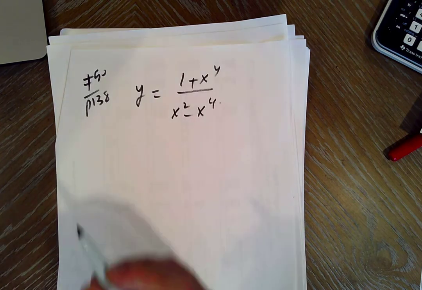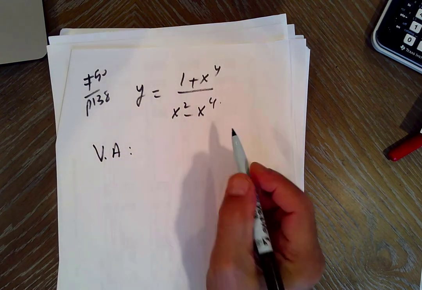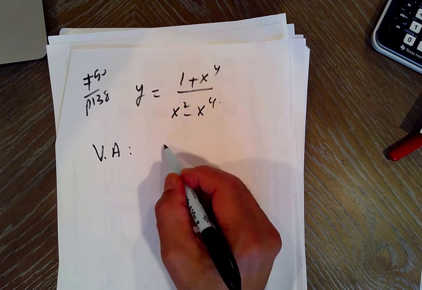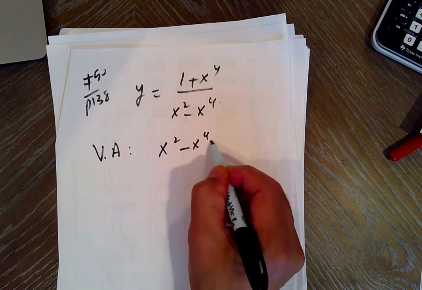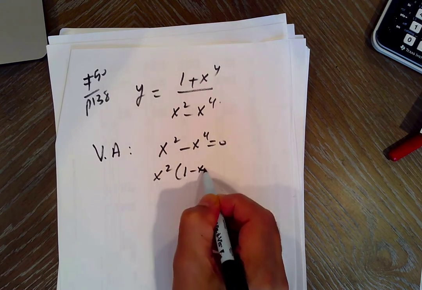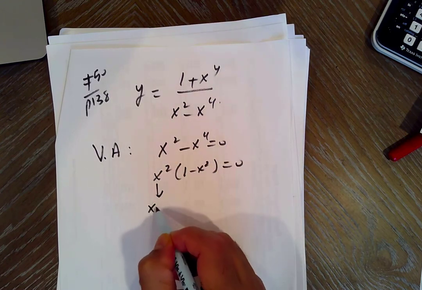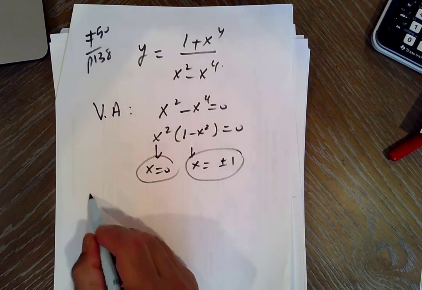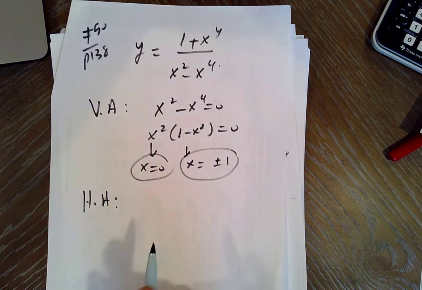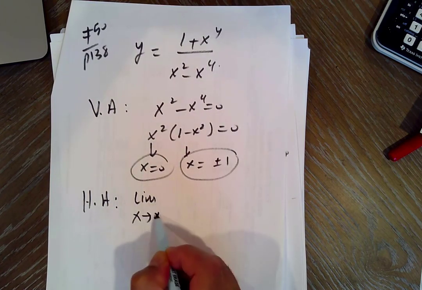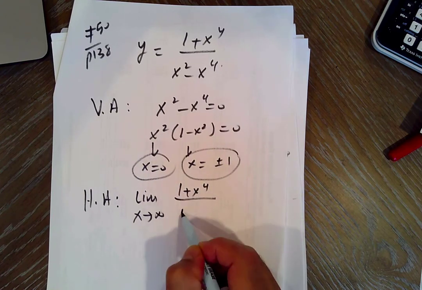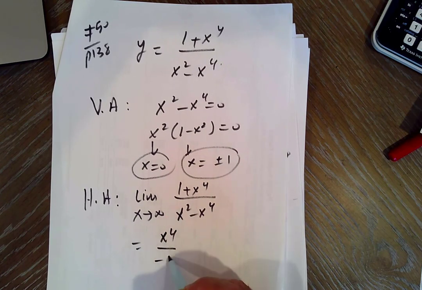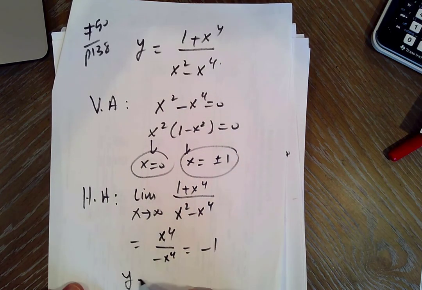Okay, so to find the vertical asymptote, we set the denominator equals 0 after reducing the fraction. This cannot be reduced. x squared minus x to the 4 equals 0. 1 minus x squared equals 0. So x equals 0 plus or minus 1. Okay, you have 3 vertical. To find horizontal asymptote, remember we just did horizontal asymptote. Limit as x goes to infinity of 1 plus x to the 4. We ignore everything except the highest power, x to the 4 over negative x to the 4, which is negative 1.